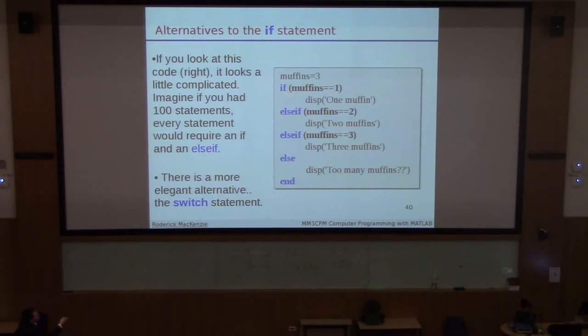You can understand this, because if you look at this if-else-if statement, what the computer does is say, if muffins equals 1, then do something. Else if muffins equals 2, do something. Else if muffins equals 3, do something. Else. Can you see the computer's got to make a decision here, a decision here, a decision here, a decision here, a decision here. So if you had 100 of these if statements, the computer would actually have to decide 100 times whether or not a condition is met.